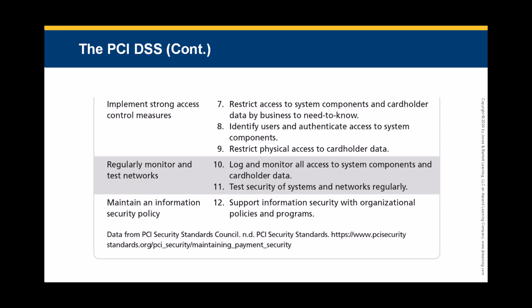The final objective shown on this slide is to maintain an information security policy. Requirement 12 states that organizations must support information security with organizational policies and programs. This is where governance comes into play. Technical controls alone are not sufficient. Organizations must have written policies, training programs, incident response plans, and clear accountability for security responsibilities.